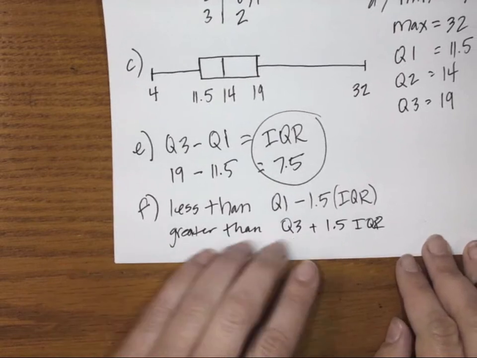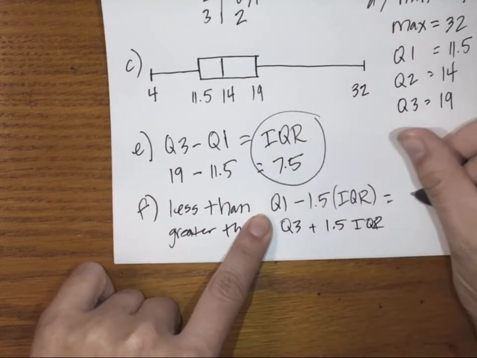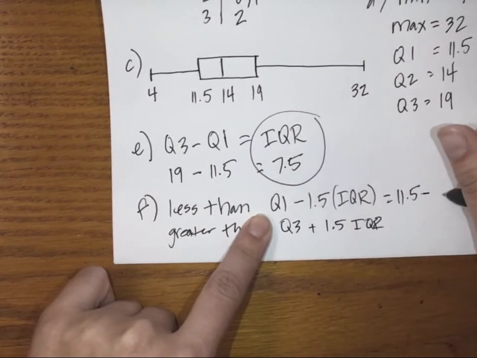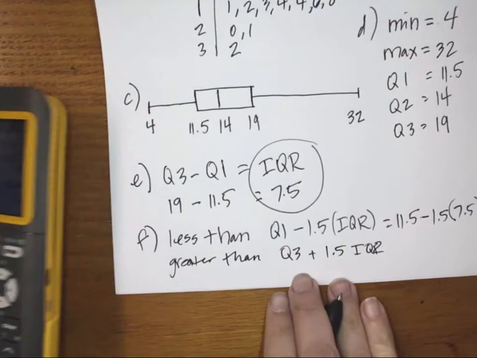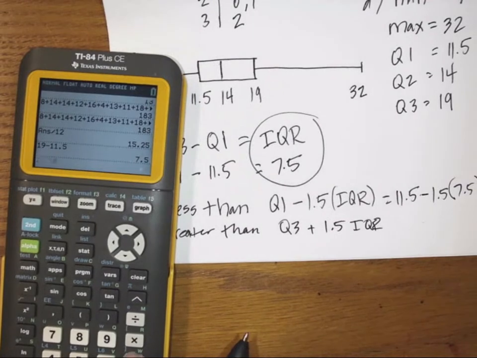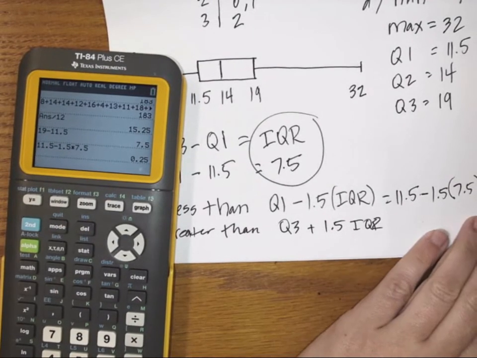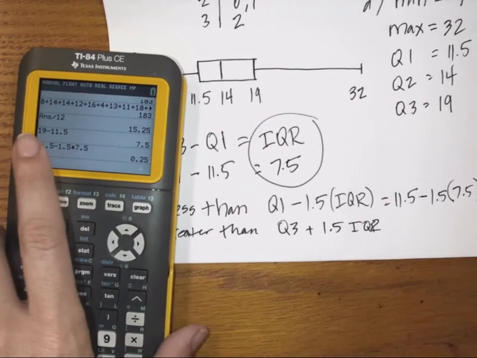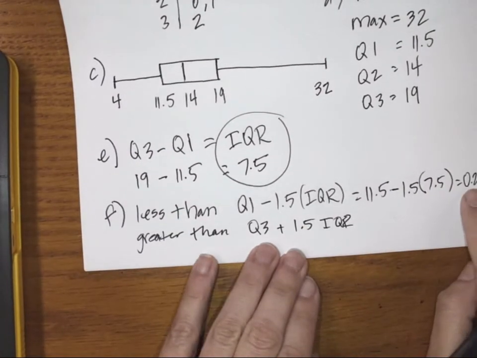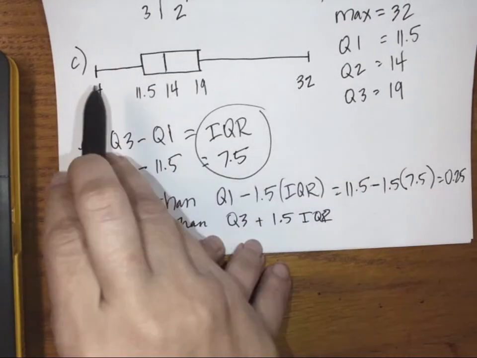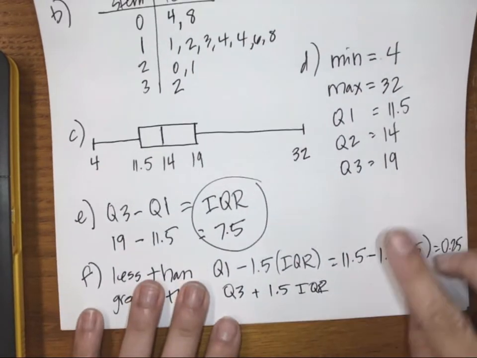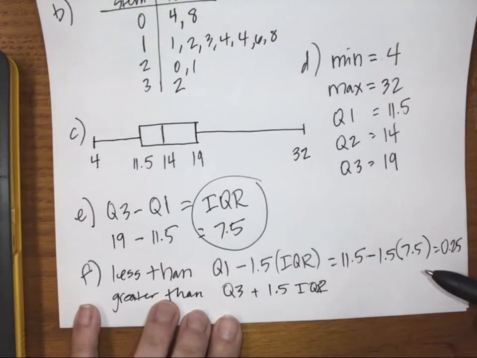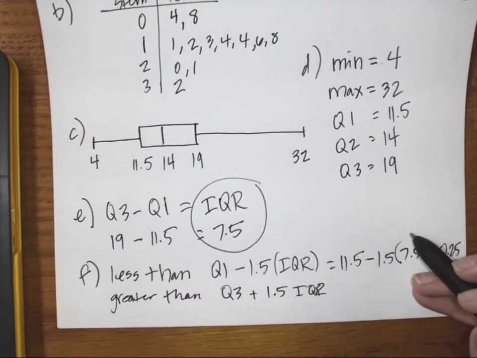Okay, so Q1 is 11.5 minus 1.5 times my IQR, which is 7.5. And when I type that in my calculator, I get 0.25. So outliers on the left-hand side are numbers less than 0.25. I don't have any numbers less than 0.25 because my smallest number, my minimum, is 4. So there are no outliers on the left-hand side.